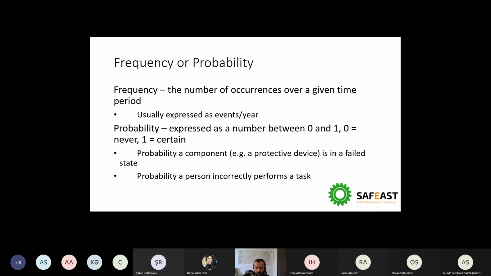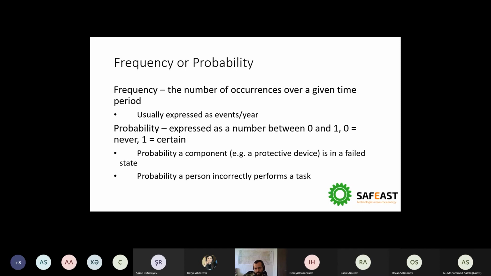You will have heard this many times. Sometimes people will say frequency, and sometimes people will mention probability. You need to be very clear on frequency and probability when you are dealing with fault tree analysis. Frequency is basically the number of occurrences over a given time period, and in industry we usually use a year as the time frame. But probability is expressed as a number between 0 and 1, just a fraction, which means that if the probability is 0, it never happens, and if it's 1, it is certain.